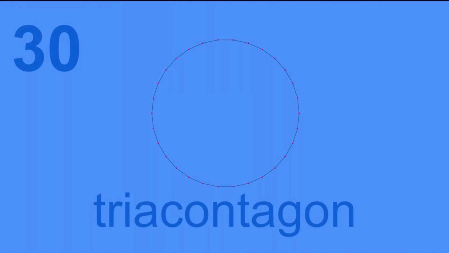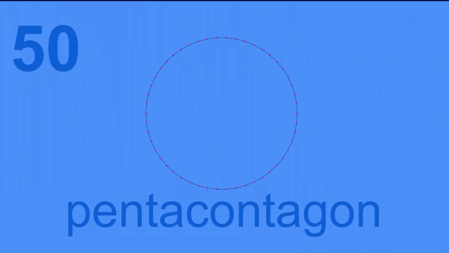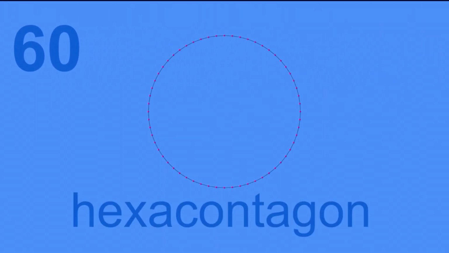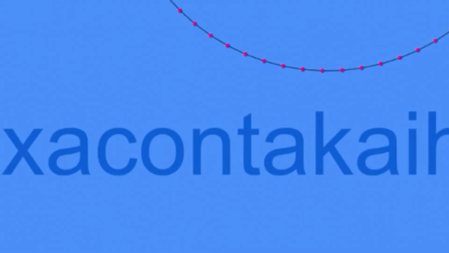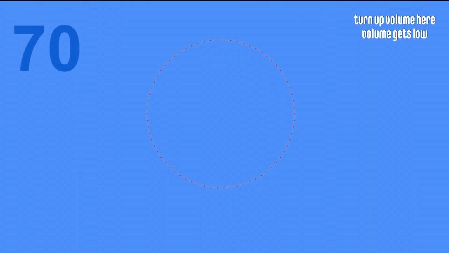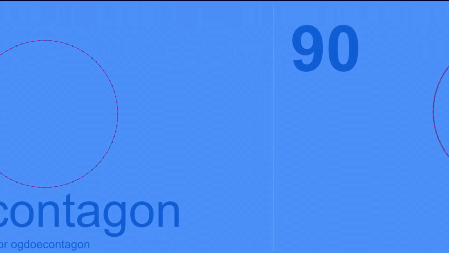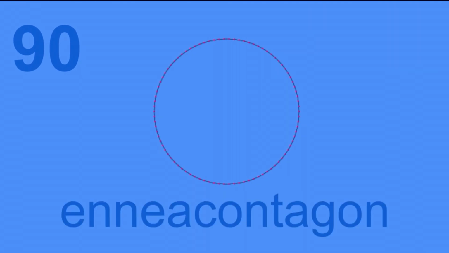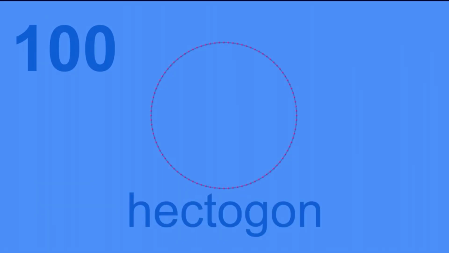30-sided shape. 40-sided shape. 50-sided shape. 60-sided shape. You know, 70-sided shape. 80-sided shape. 90-sided shape. 100-sided shape. Hectagon, an easy word to pronounce. 120-sided shape.